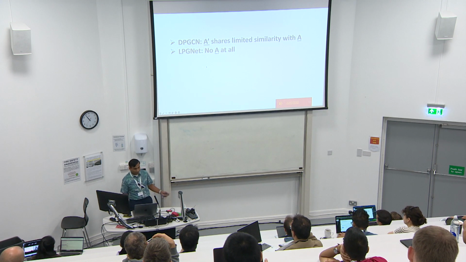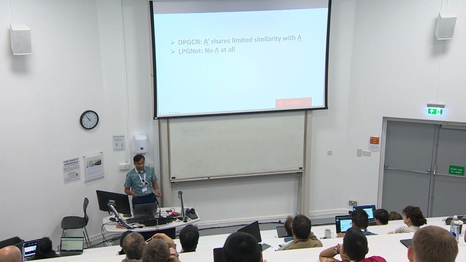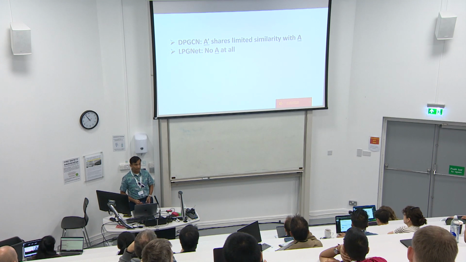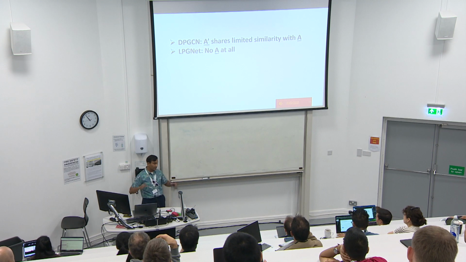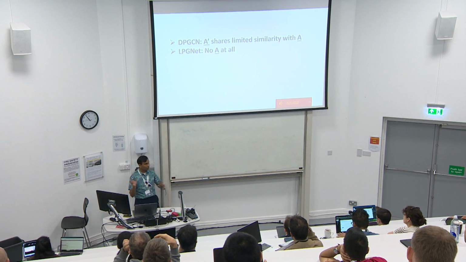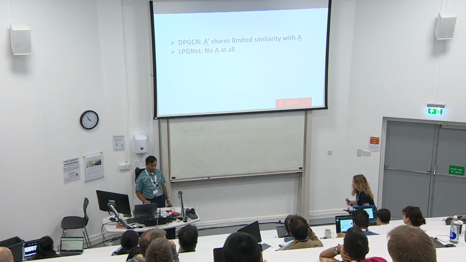So to summarize, in DPGCN, A prime shares limited similarity with adjacency matrix A, because when you perturb the matrix, you're essentially transforming zeros and ones to zeros, and that's a substantial destruction.